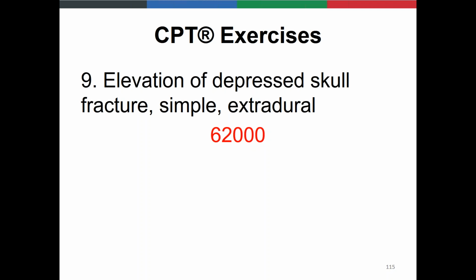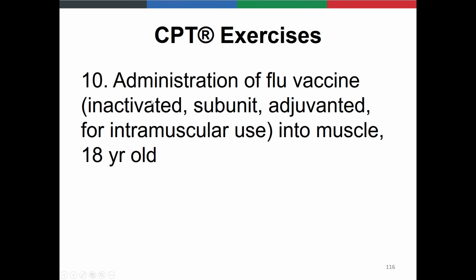Okay, number 10. This is a two-parter, okay? Anytime you see 2 lines, you've got 2 procedures, okay? So you have administration of flu vaccine, inactivated, subunit, adjuvanted for intramuscular use into muscle, 18-year-old. So what is the procedure? Vaccine? Administration. Or administration? So it's 90460. And then what would the second code be? 90653. Did anybody get anything different?